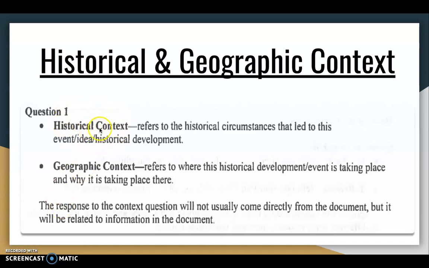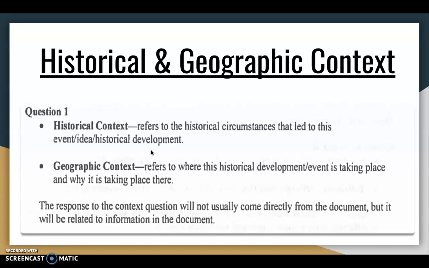So first, historical context, what that means. A lot of kids get confused by this because they've never heard this term before, but very simply what it means is what led to that document. Okay, so in question 1, you're going to be looking at some sort of stimulus, a document, a map, a cartoon, and you're going to have to identify what led to that document. So you're not going to get the answer from the document itself, most likely. You're going to have to know prior knowledge, what happened before that document. And we'll take a look at an example in a minute.